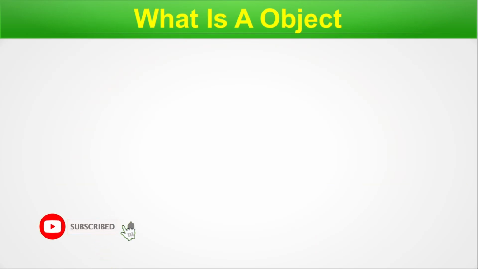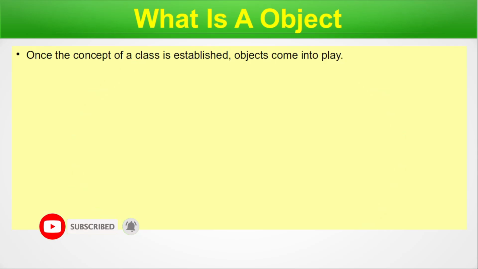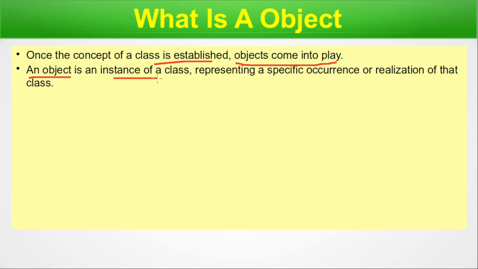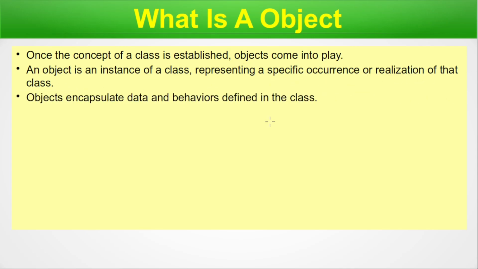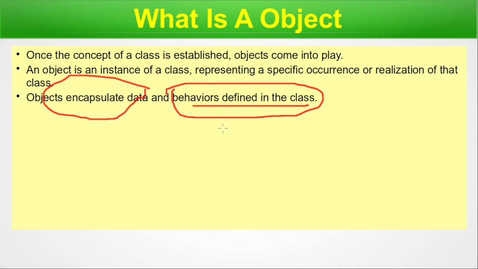What is an object? Once the concept of class is established, objects may come into play. We have just defined the class in the last slide. Now we can go ahead with the object. An object is an instance of a class, representing a specific occurrence or realization of that particular class. Objects encapsulate data and behaviors defined in the class. Encapsulation we will come to later, and you can see the behaviors. That means the different variations of the attributes are captured.